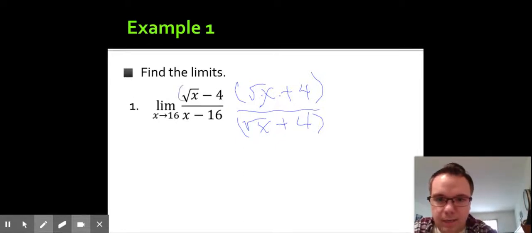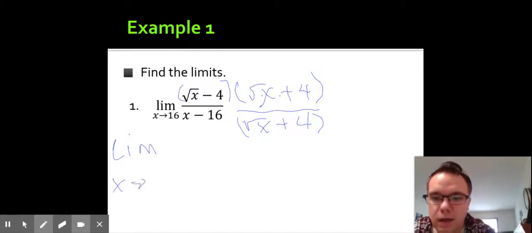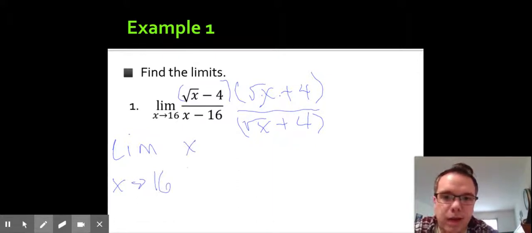So on top, if I take my square root of x minus 4 times the square root of x plus 4, square root of x times square root of x is x. I'll have negative 4 square roots of x and positive 4 square roots of x, and those will cancel out. So then I have negative 4 times 4, which is negative 16.